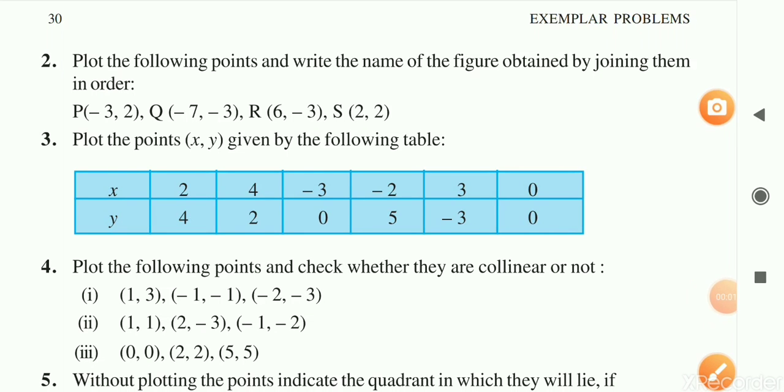let us start question number two. Here we have: plot the following points and write the name of the figure obtained by joining them in order, where the coordinates of point P is minus 3 comma 2, the coordinates of point Q is minus 7 comma minus 3, the coordinates of point R is 6 comma minus 3, and the coordinates of point S is 2 comma 2. So let us draw and see what we get.